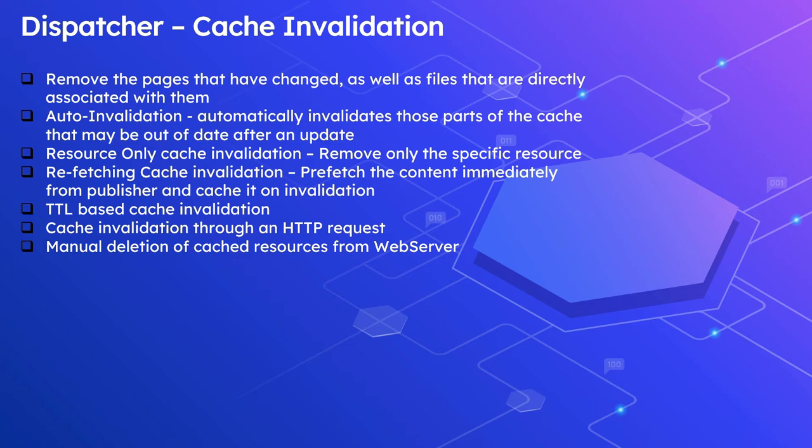It automatically invalidates parts of the cache that may be out of date after an update from author. There is a special empty file with the name .stat in each folder from the doc root down to the level based on the .stat file level. The .stat file is touched on every cache invalidation request from the author. On subsequent request, the dispatcher compares the .stat file last modified time with the last modified time of the actual file. If the file is older, then it renders the file from the publisher and caches it for future requests.